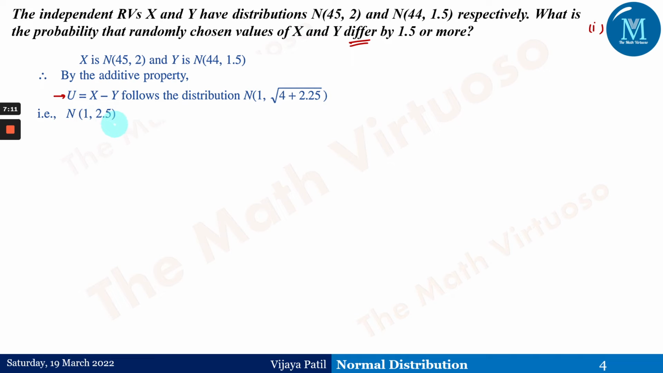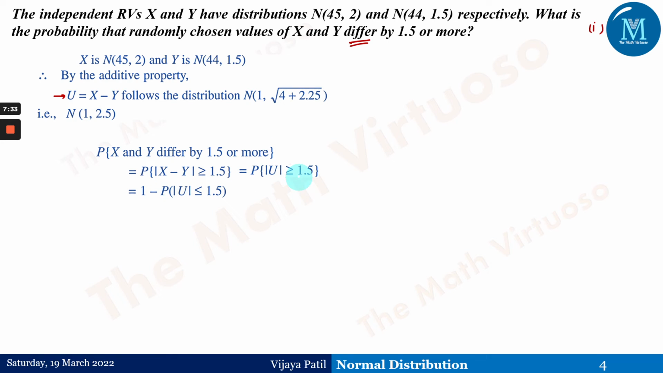which gives us a normal distribution with 1 comma 2.5. Now if you observe here, what exactly we needed: x and y differ by 1.5 or more. In mathematical terms, because it's the difference between them, it's mod of x minus y greater than or equal to 1.5. This gives us mod of u greater than or equal to 1.5. Because it's very difficult for us to find mod of u greater than or equal to 1.5, it's simple to find 1 minus the probability of mod of u less than or equal to 1.5. So we have used the property of probabilities.